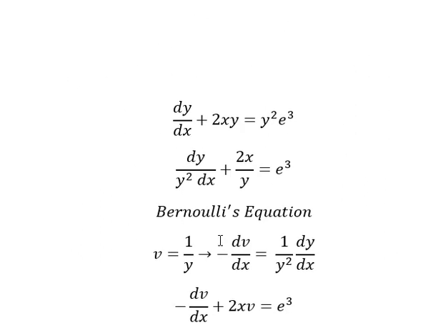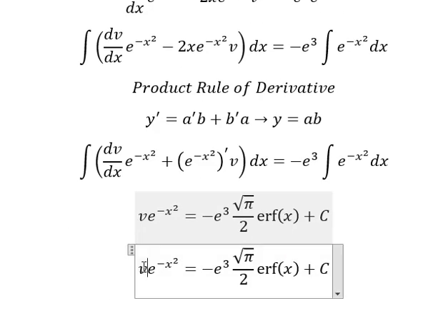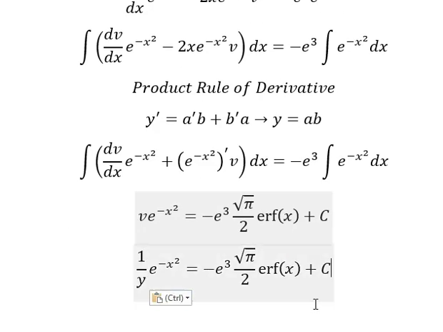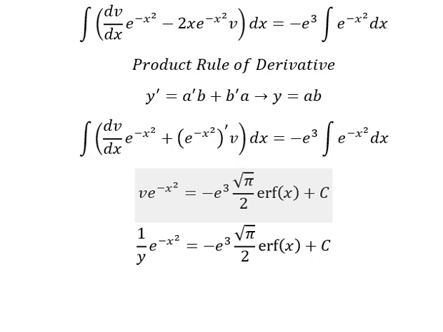About v, that is 1 over y. And this is the final answer. This is the end. Thank you for watching.